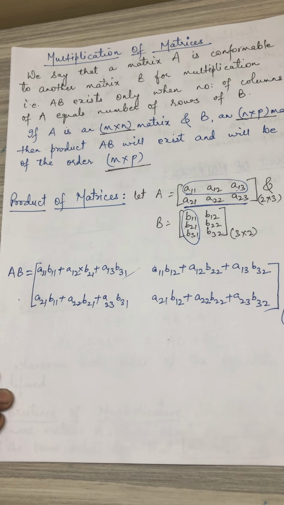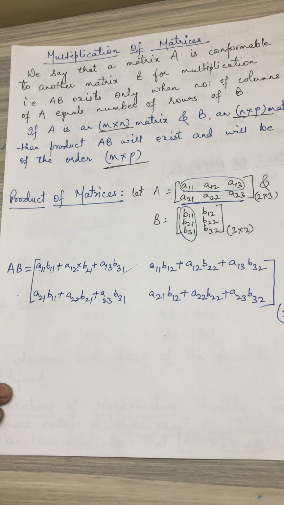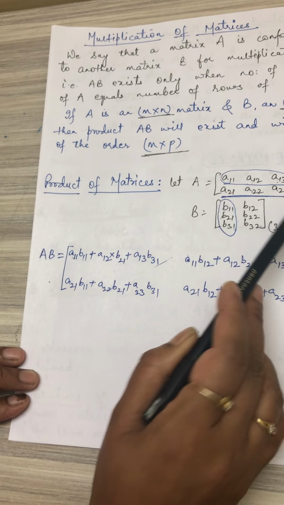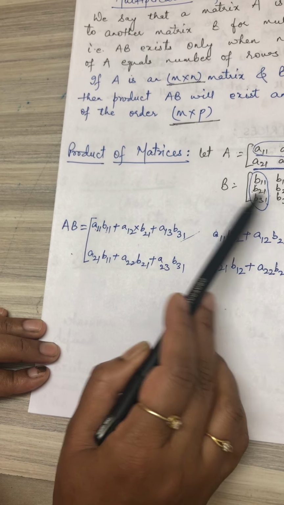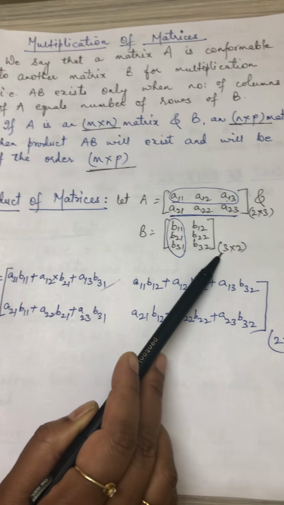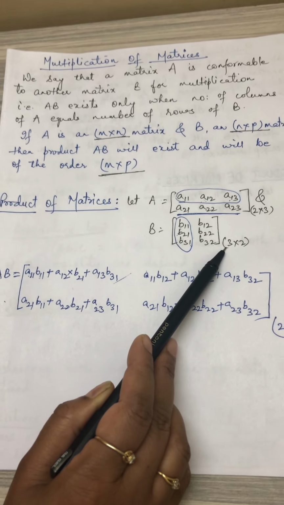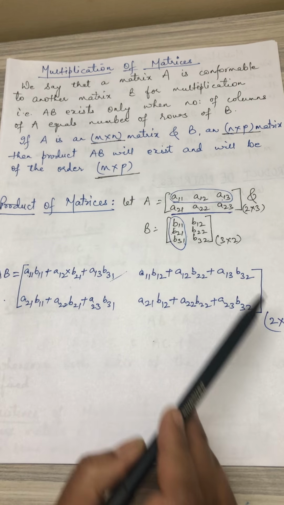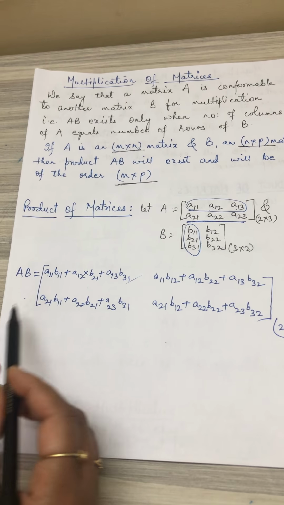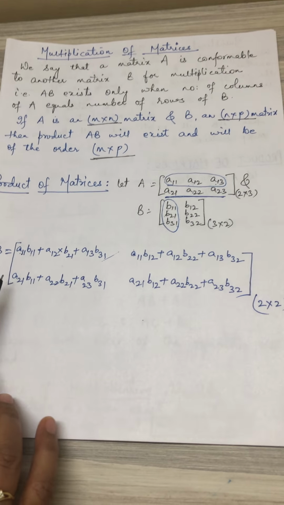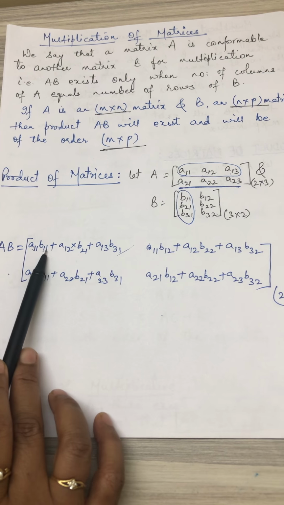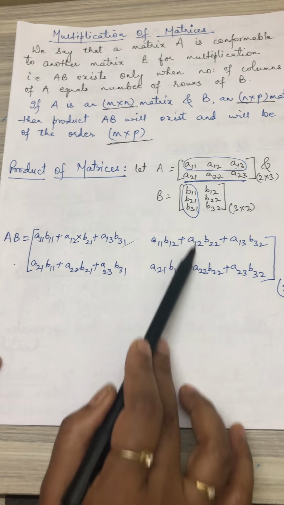But first let me quickly check whether product AB will exist or not. The number of columns of A is 3 and the number of rows in matrix B is 3. So definitely AB will exist and the product of the matrix will be a 2 by 2 matrix. Now we will learn how to multiply them. Since AB will be a 2 by 2 matrix, we will have 2 rows and 2 columns.